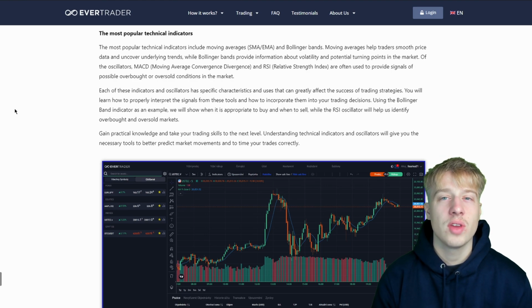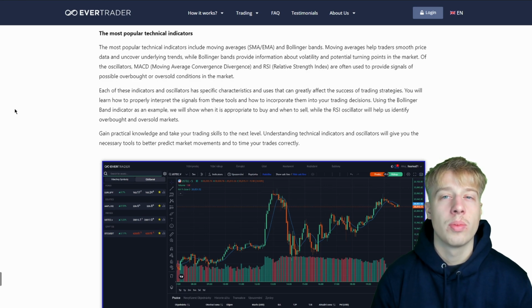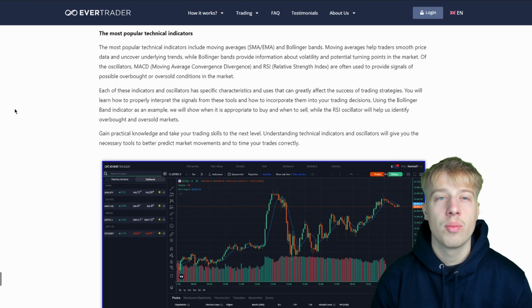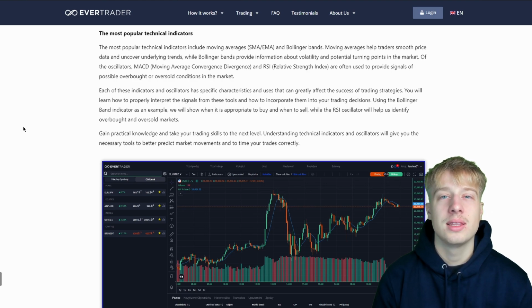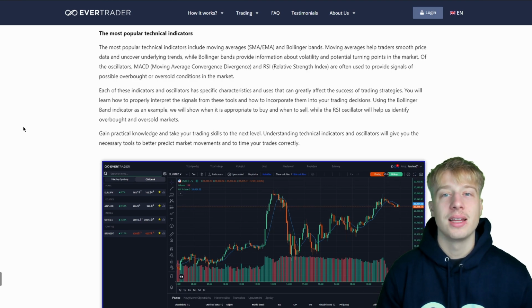Of the oscillators, we have MACD, Moving Average Convergence Divergence, and RSI, Relative Strength Index. Those are often used to provide signals of possible overbought or oversold conditions in the market. Each of these indicators and oscillators has specific characteristics and uses that can greatly affect the success of trading strategies. You will learn how to properly interpret the signals from these tools and how to incorporate them into your trading decisions.